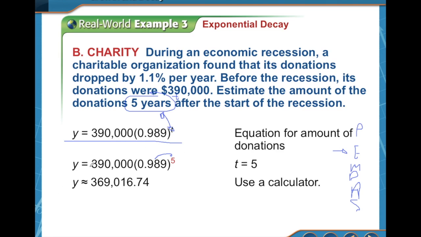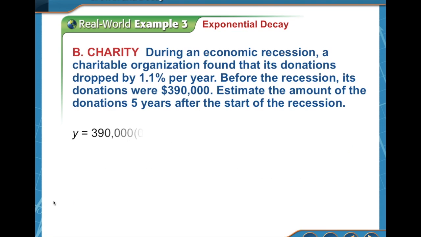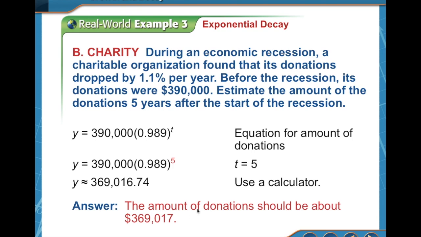Okay, so with that aside, you use your calculator skills, you get this as an answer. Roughly $369,000 in donations. Notice it went down, and that makes sense because we're dealing with decay. So the hard part is plugging in. The easy part is using a calculator to get that answer. So the donations are this amount, $369,017.